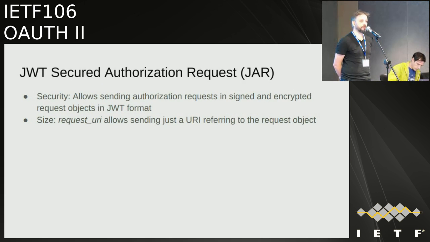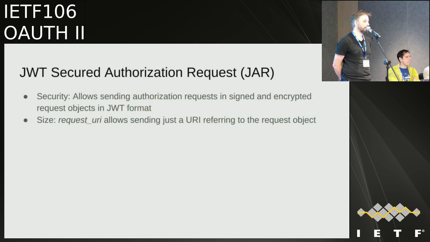We have got a solution, at least a partial solution. That's the extension to OAuth that we are going to extend. It's the JWT Secured Authorization Request, which I hope will be published soon. It provides security for the authorization request by providing a mechanism to sign the request objects. And it also has a mechanism to pass a request URI into the authorization request if you don't want to pass all the data to the user agent.